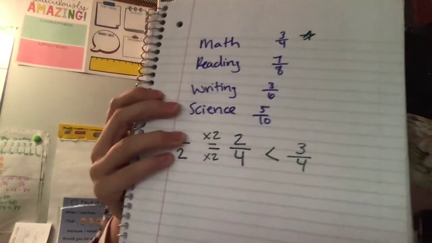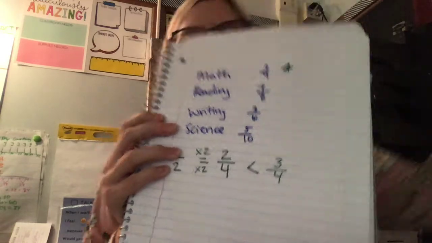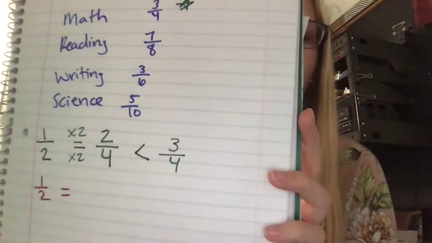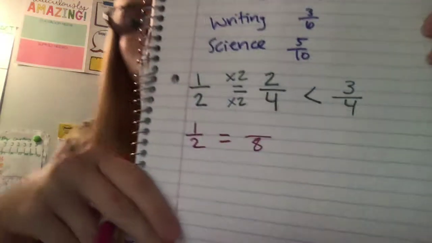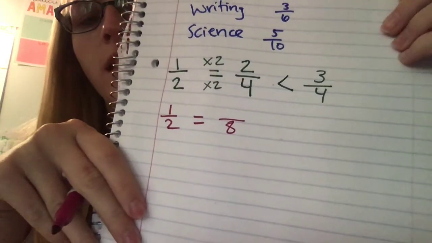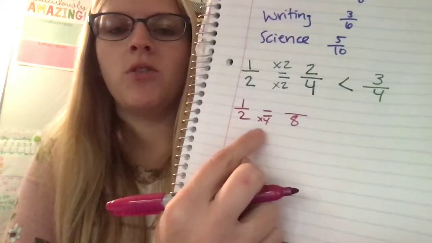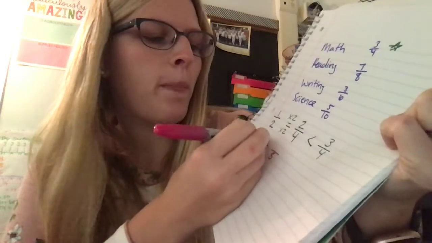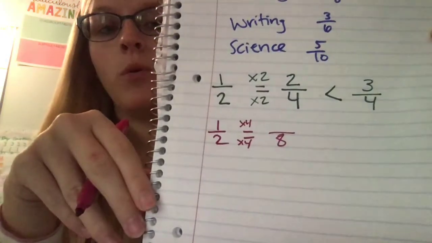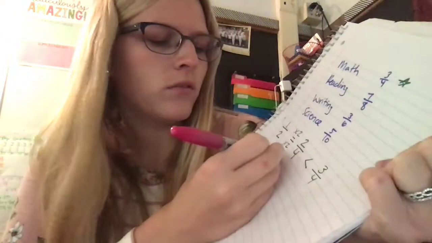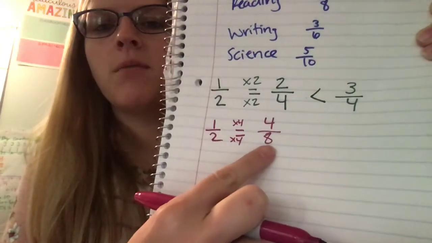Okay? We're going to do the same thing with reading now. So we're still sticking with 1/2. We want to change it. And reading, I notice it has a denominator of 8, 7/8. So I'm changing that 2 to an 8. So how do I jump from 2 to 8? 2 times 4 gives me 8. Whatever I do to the bottom, I have to do to the top. So 1 times 4, that's just 4.